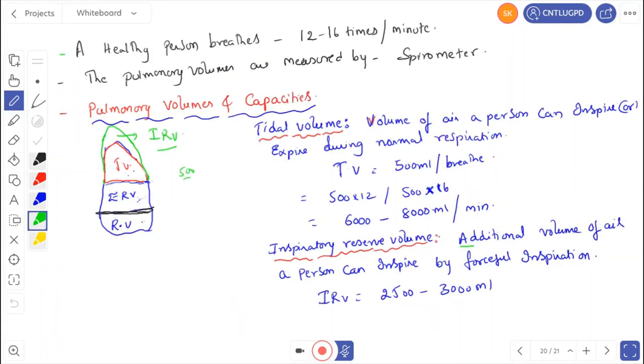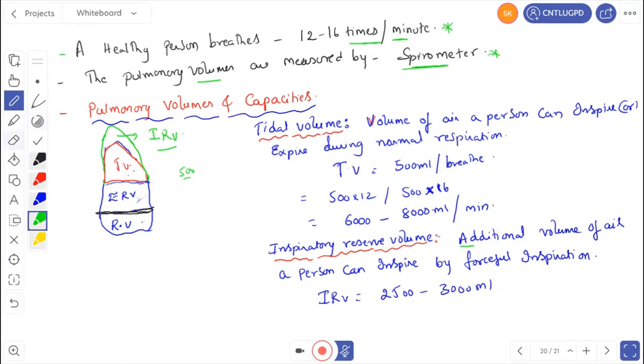Then how many times can a healthy person breathe? A healthy person can breathe around 12 to 16 times per minute. Pulmonary volumes are measured by a spirometer. This is also one of the important questions. Let us see the pulmonary volumes and capacities.